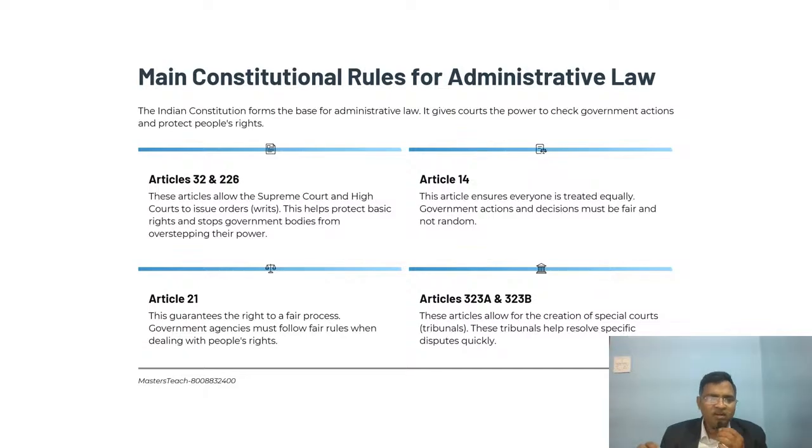Then Article 21 guarantees the right to fair process: government agents must follow fair rules when they are dealing with people's rights.